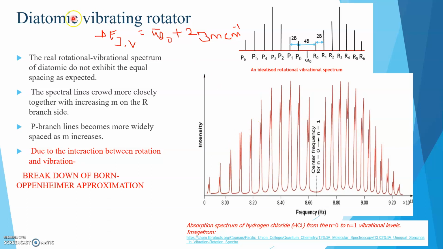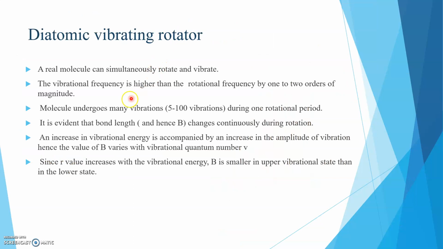In the last session, for deriving this expression, we used what is known as the Born-Oppenheimer approximation. According to the Born-Oppenheimer approximation, a diatomic vibrating molecule can execute both rotation and vibrational motion quite independent of each other. But this is not the real situation. We know that a molecule undergoes many vibrations during one rotational period, and it is evident that the bond length changes during the vibration. And if the bond length changes during vibration, it means that the bond length changes continuously during rotation.